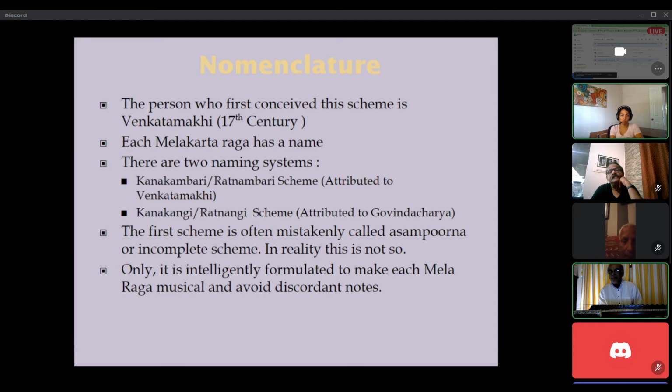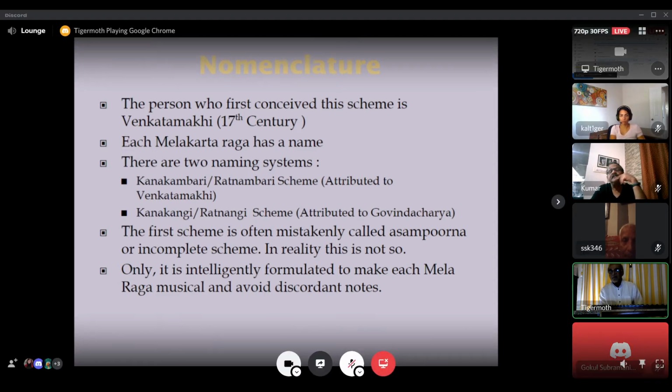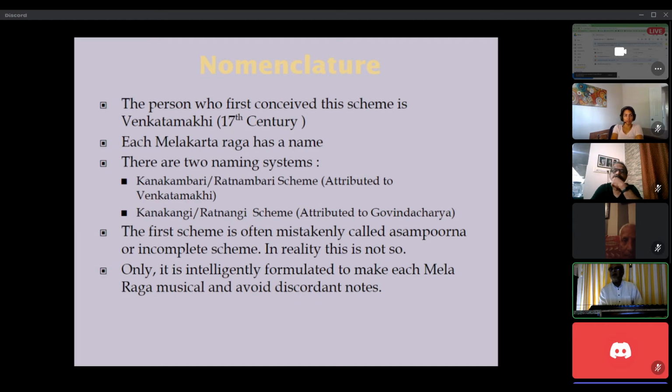Now, there are two naming systems that we have. One naming system is attributed to Venkatamakhi, but it is not very clear whether he did it or not. But let's leave that controversy out. It's a different subject. The two naming systems are called the Kanakambari Ratnambari scheme and the Kanakangi Ratnangi scheme. The first, Kanakambari Ratnambari, is attributed to Venkatamakhi, and the second, Kanakangi Ratnangi, is attributed to Govindacharya.